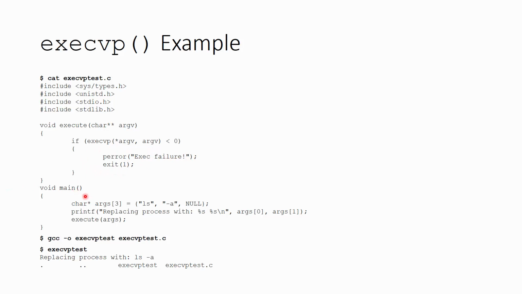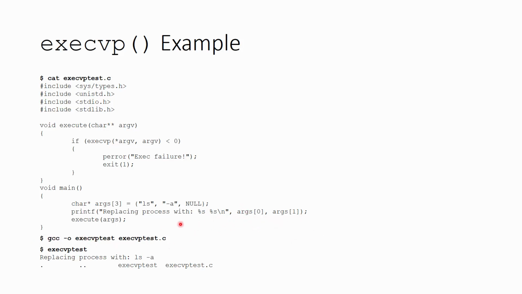And then here is our actual main function as defined. And in main, we're going to define our array of ls and -a, and then there's the null. So here's our char star array, so an array of pointers to strings. Print out what's happening, replacing the process, and then here we have two strings that are being reported. The first one is the first argument, and then the second argument.